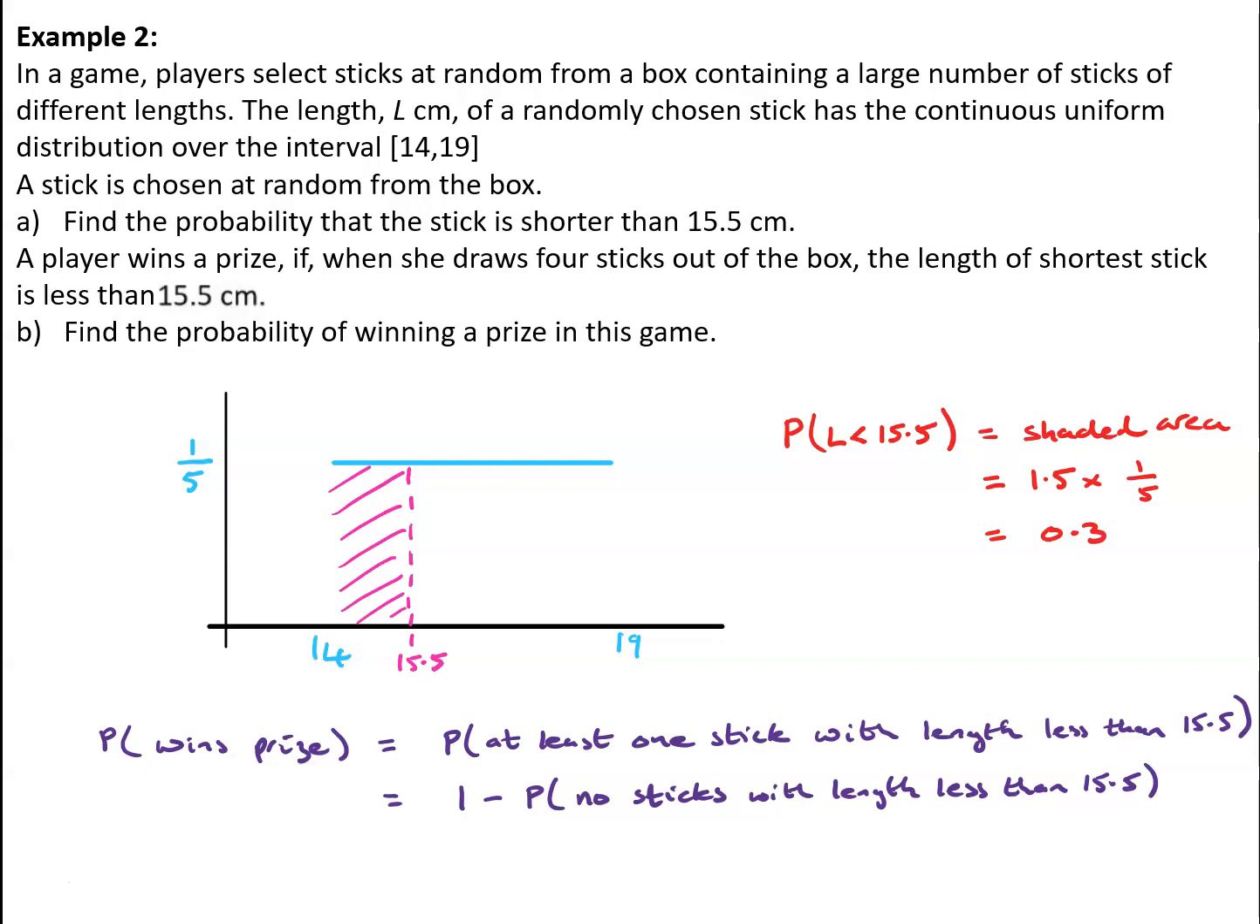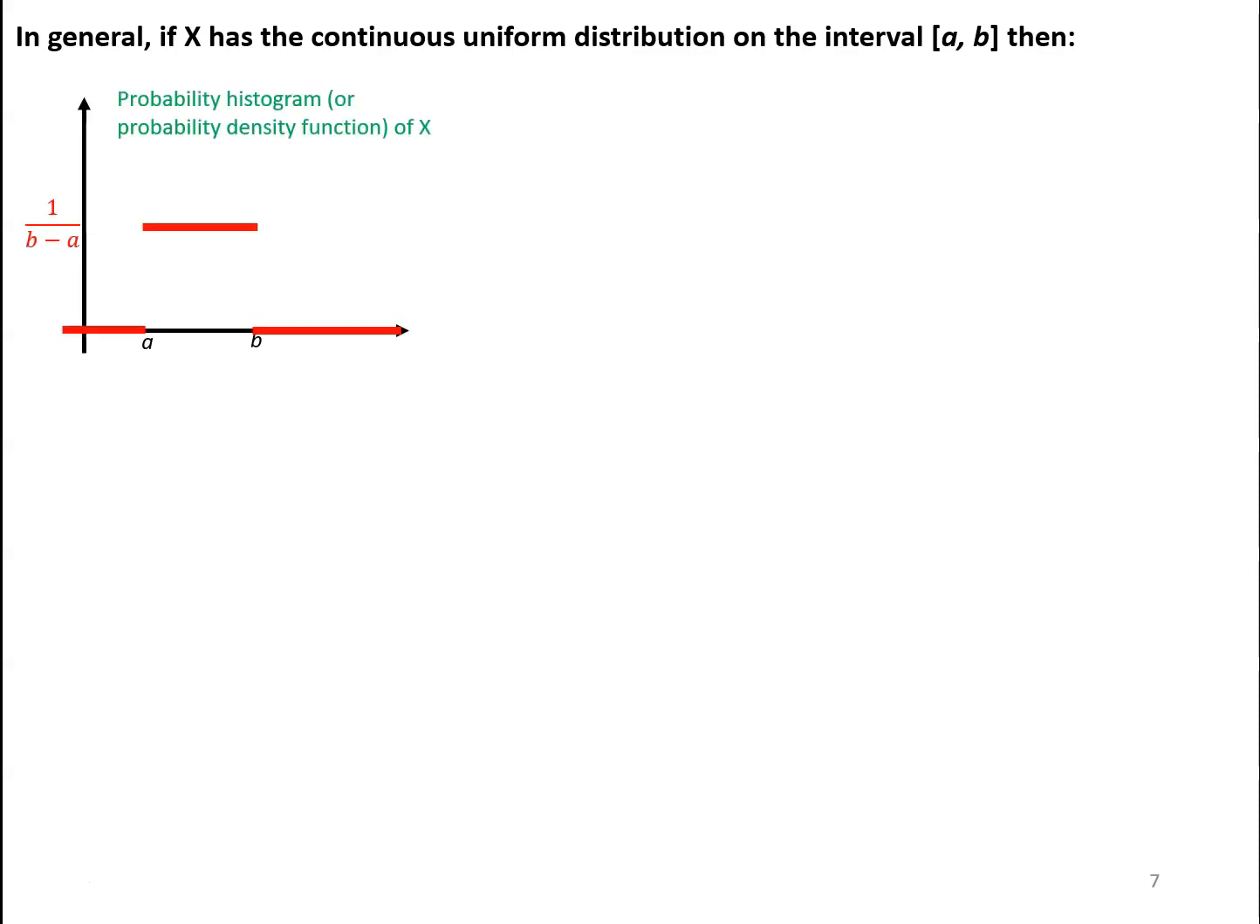So the probability that none of the sticks have a length less than 15.5 is going to be 0.7 to the power 4. So the probability she wins the prize is 1 minus 0.7 to the power 4, which is 0.7599.